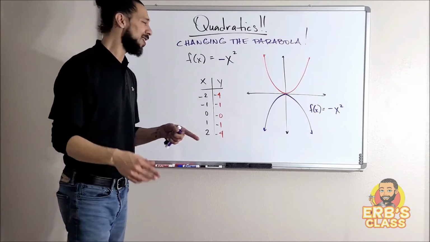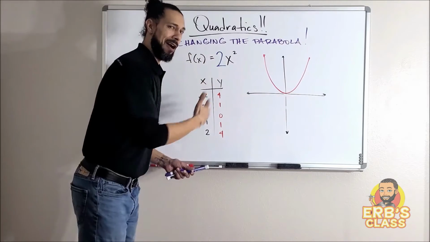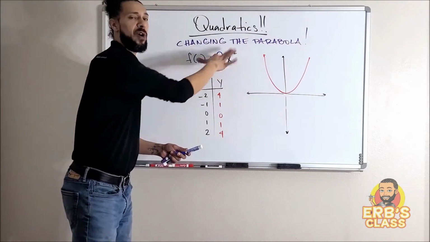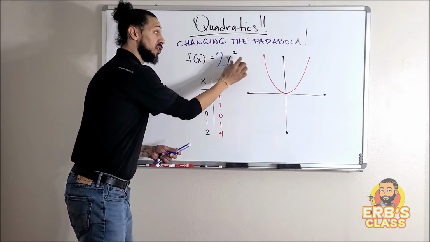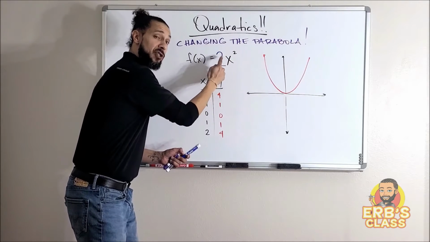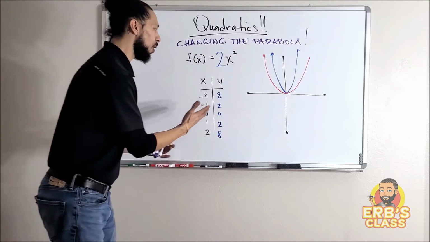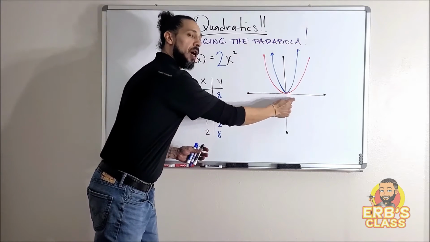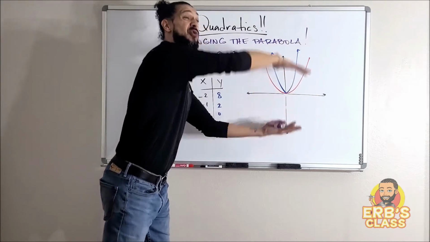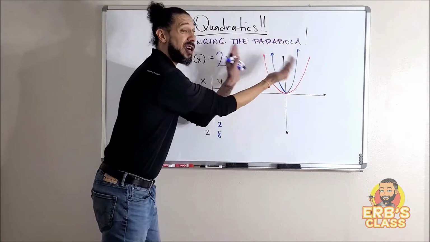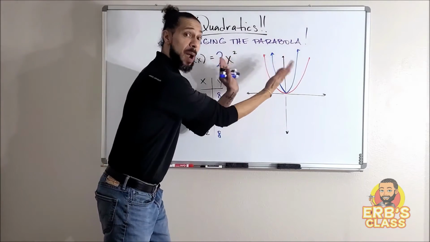Well, if it wasn't a negative sign, what if we put a number here? What if it was a 2 in front of my x squared? How would that change these values? If I took my results and multiplied them all by 2, wouldn't that double all of these? So instead of going over 1 and up 1, I would go over 1 and up 2. So it stretched my parabola, or it made it skinny. So just by changing this number, I can change my parabola.